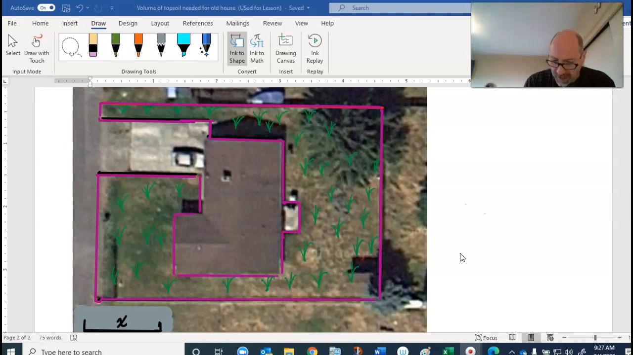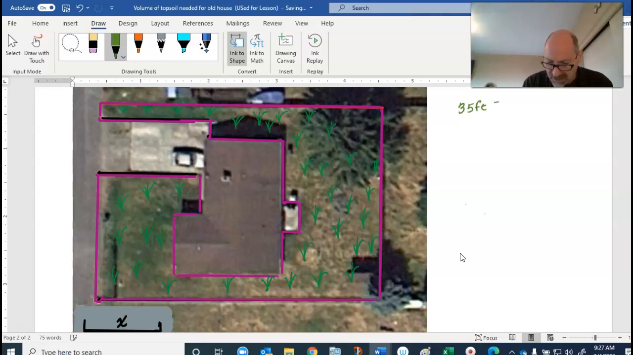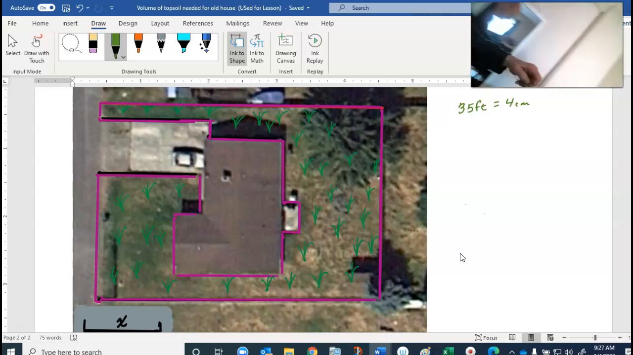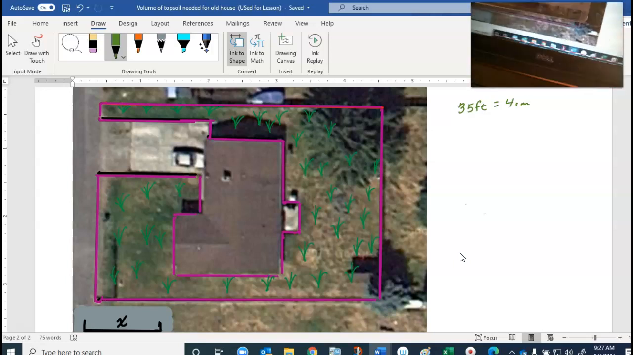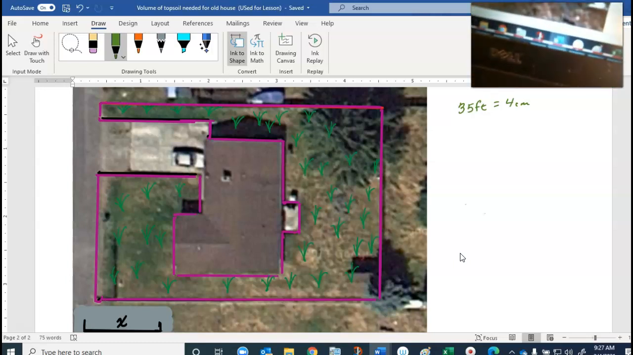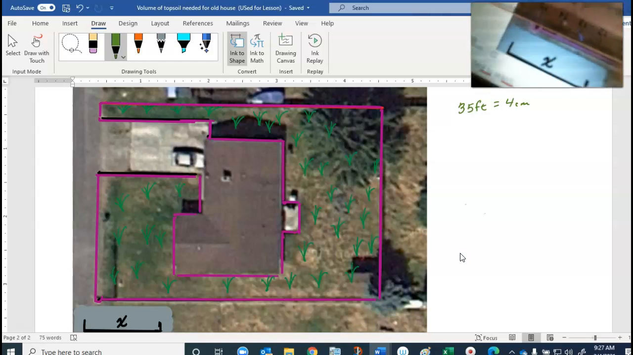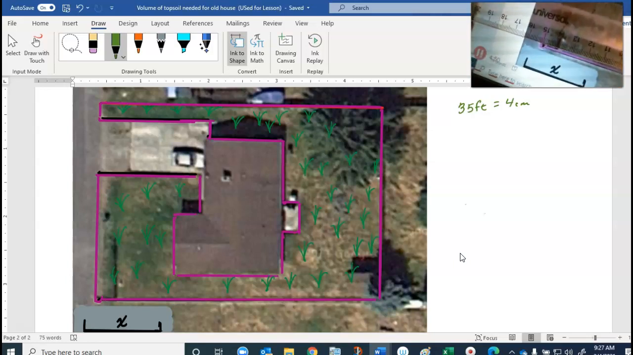So up here at the top, I'm going to say, on this drawing, on this scale as it is, 35 feet is equal to every 4 centimeters on my picture. So I'm going to do all my measurements in centimeters. So I guess I'll show you what I'm going to do here so you can see this. I'm going to say from this end to this end, I see that as 15 centimeters.